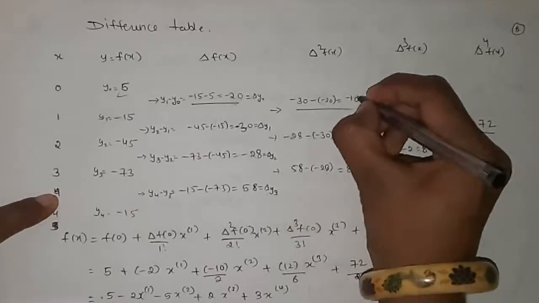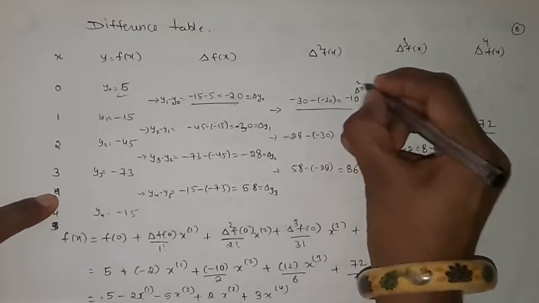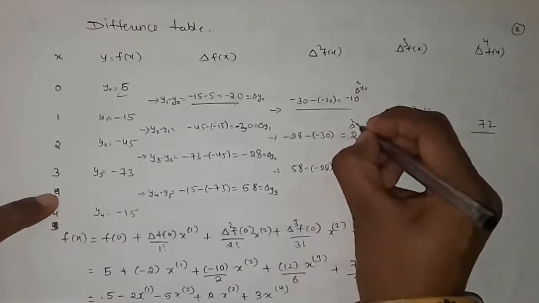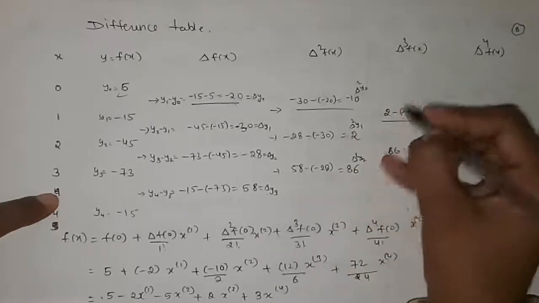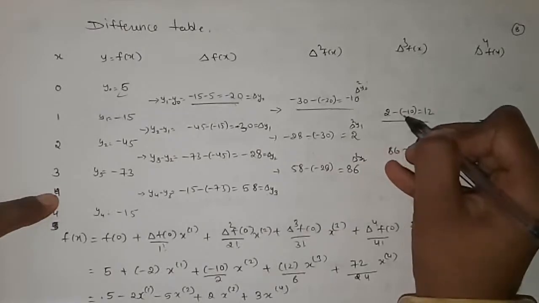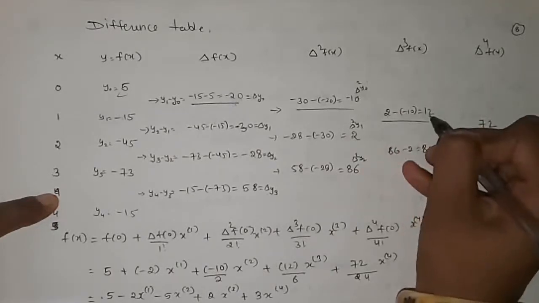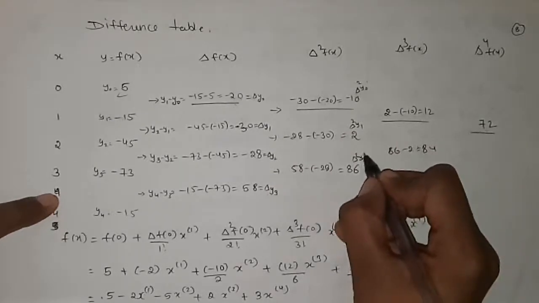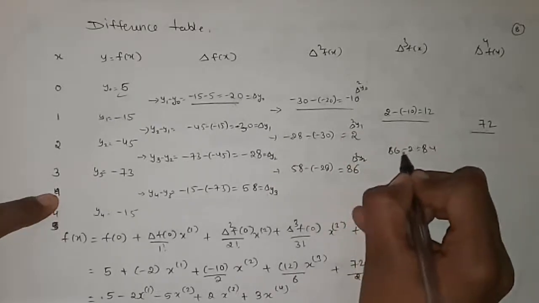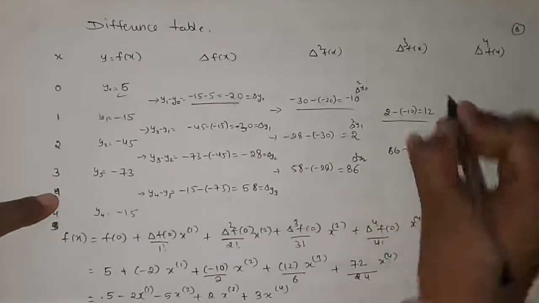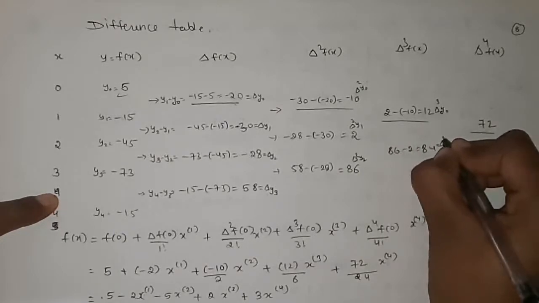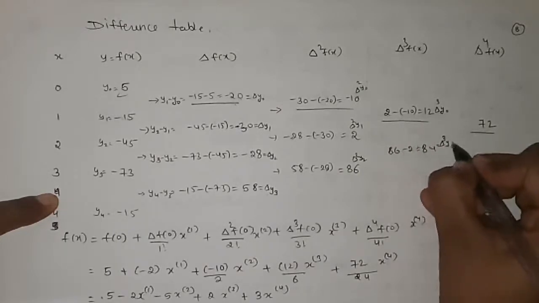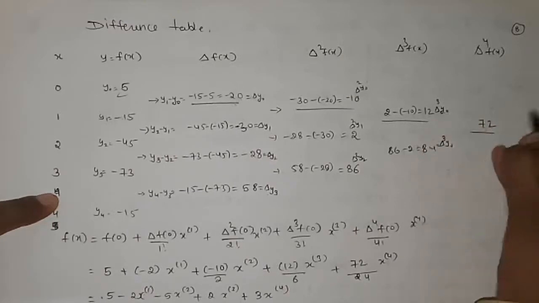Now this is delta square y naught. This is delta square y1. This is delta square y2. Now this is what? Delta square y1 minus delta square y naught. The 2 minus of minus 10 becomes 12. Now delta square y2 minus delta square y1. So 86 minus 2 is equal to 84. So this is our delta cube y naught, and this is delta cube y1. So delta cube y1 minus delta cube y naught is equal to 72. This is our delta raised to 4 y naught.